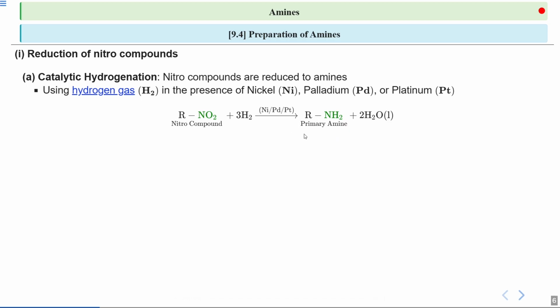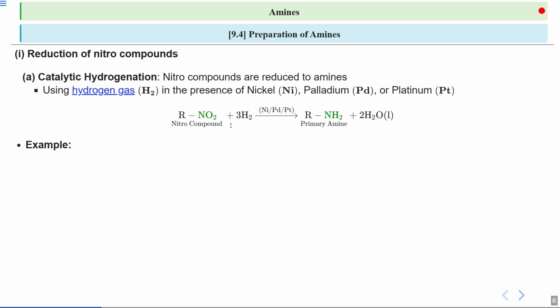So if you see R over here stands for an alkyl or an aryl group. So you can see that how this NO2 group, that is this nitro group, is replaced by this amino group, which is NH2 group. Okay, so this is catalytic hydrogenation.